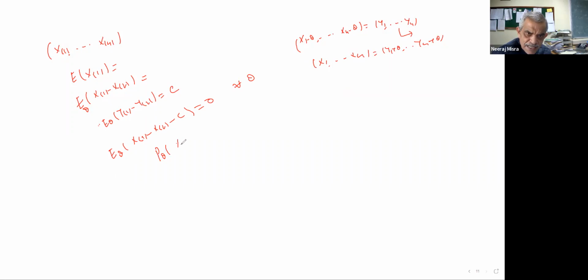But what is the probability that x1 minus x2 minus c is equal to 0? x1 and x2 are continuous variables, so the probability that they take a fixed value would be 0, whereas for completeness it should have been 1. Is that clear? The only thing you have to show is that the expected values of these order statistics exist, because for Cauchy the tricky situation is that the expected value of xi doesn't exist.